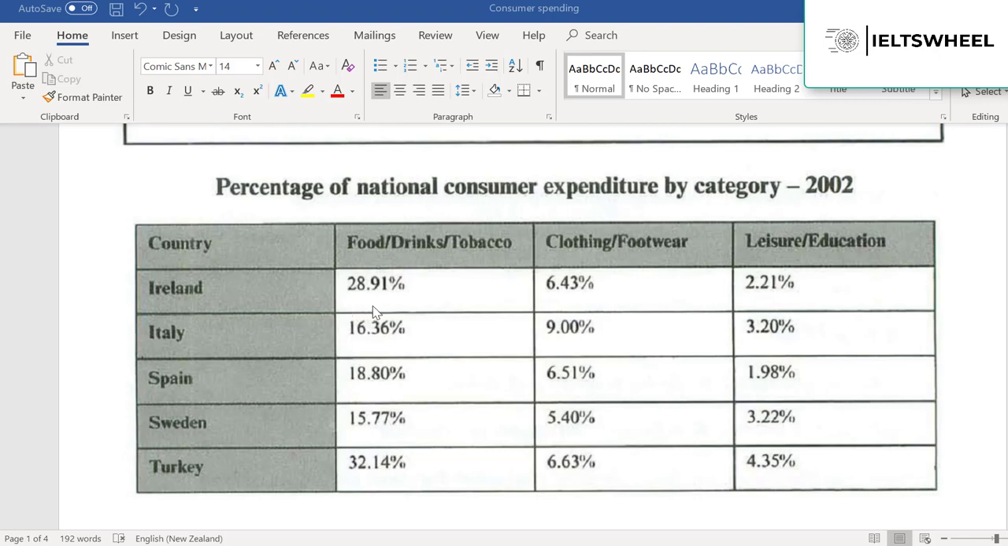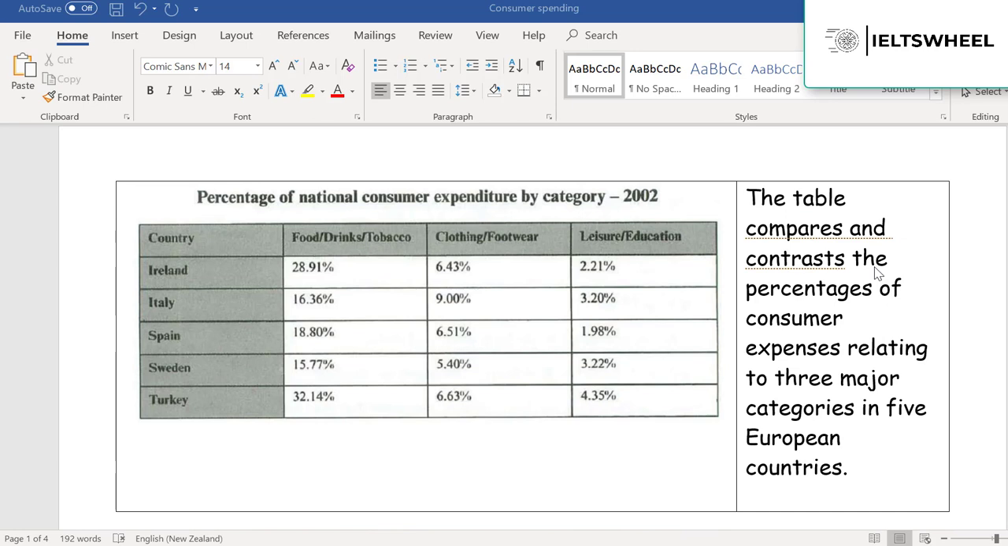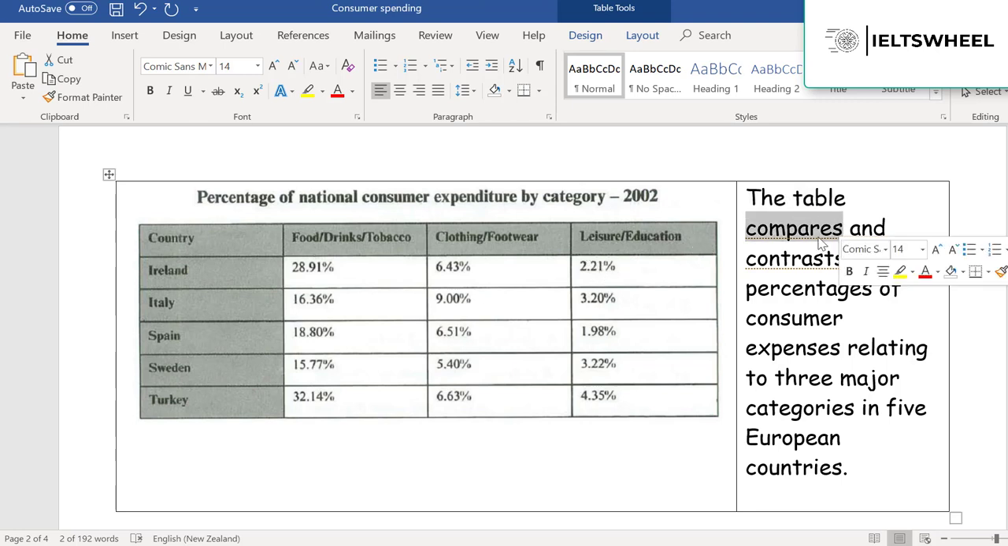Okay. First of all, it's important to write a very good introduction. So the table compares and contrasts the percentages of consumer expenses relating to 3 major categories in 5 European countries. So number 1, this one is called the table, okay, and then compares, which means it focuses on something similar. Contrasts means focuses on something different. So compares and contrasts the percentages of, because we have percentages, okay, of consumer expenses.